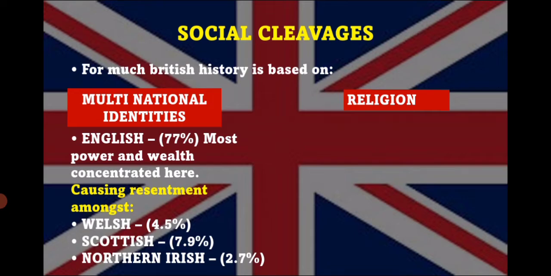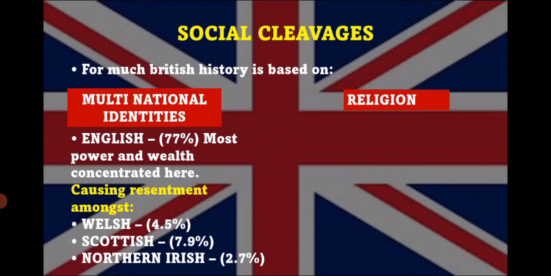Scotland has the strongest national identity, at 7.9%, while Northern Irish has the lowest, at 2.7%.